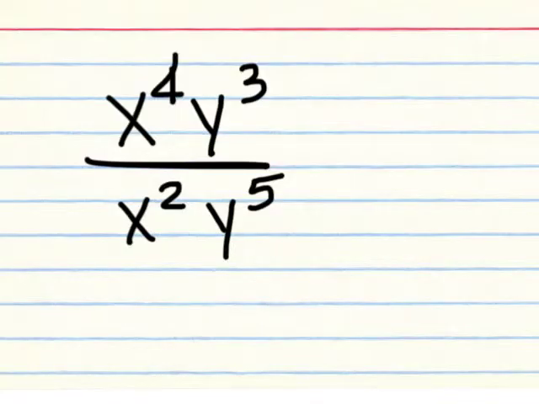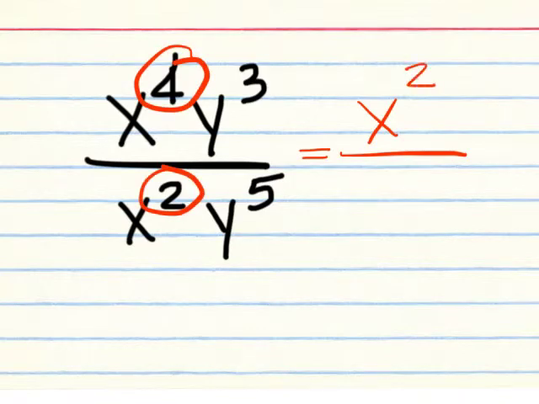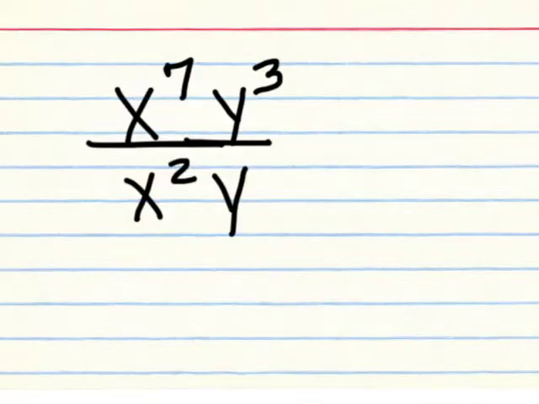X to the fourth over x to the second. Where is the largest exponent? Top, so that's where the x goes. 4 minus 2 from here is 2. And then for the y's, where does the y go? On the bottom, 5 minus 3 is 2. X squared over y squared. Where does the x go for this problem? And what's the exponent? Where does the y go? Exponent? And that's it. X to the fifth, y to the second.